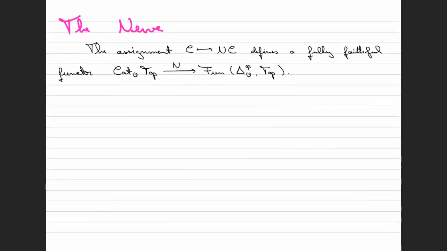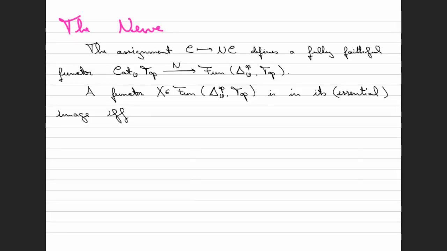Scary words, but don't worry. This assignment that we did of taking a topological category and giving us this functor is actually a fully faithful functor, but this just means it's sort of like an embedding of categories, and it's called the nerve. That's why it's the big N. But don't worry too much about this.